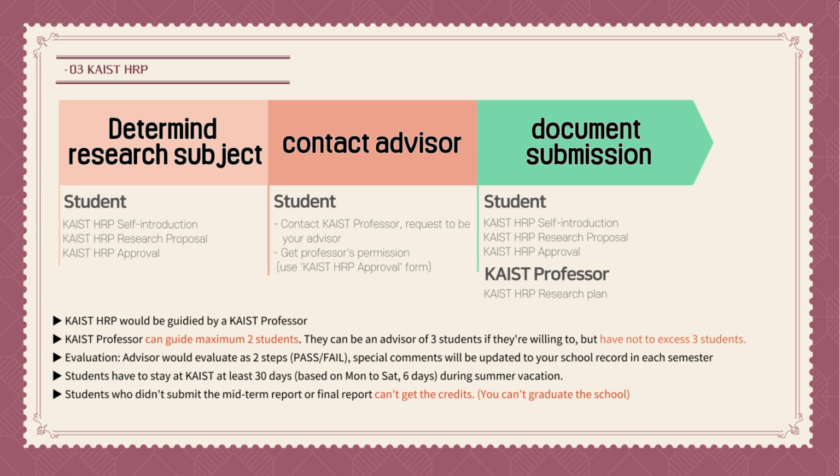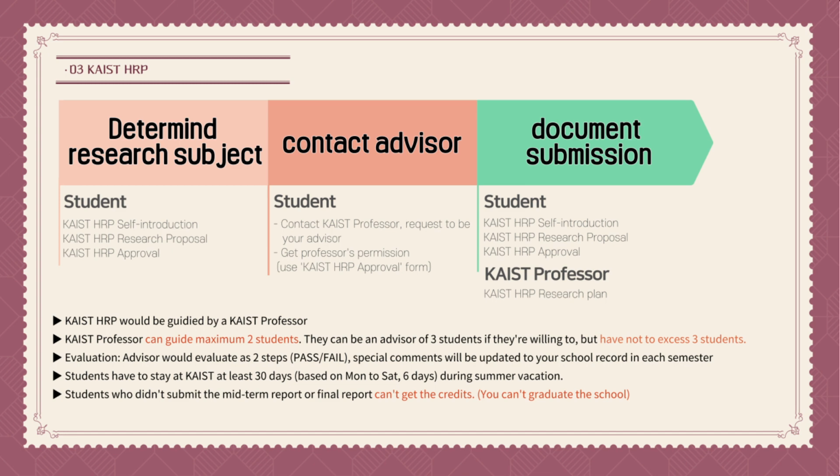And then the next step is you need to contact your supervisor. The KS professor that you will apply to, you need to send them an email and then get their permission using the KS HRP approval form. And lastly, you need to submit the documents, as well as your KS professor. Firstly, what you need to submit are the 3 following files: KS HRP self-introduction, research proposal, and approval, while your KS professor, your supervisor, needs to send the KS HRP research plan.